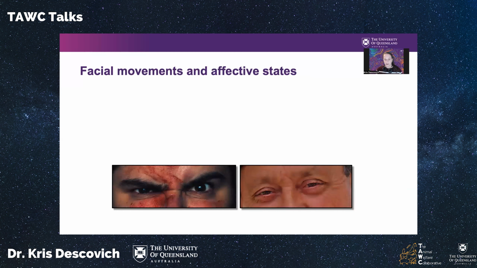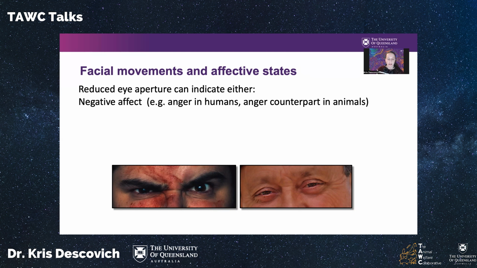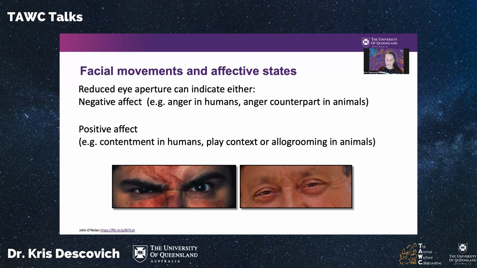Okay, now that all sounds very straightforward, but of course facial expressions are actually somewhat complex, and so it's not quite that straightforward. Reduced eye aperture, if we're looking at the cinching of the eyes, well, in humans, this can actually occur in contexts where there's negative affect, so for example, anger. And it can also occur in positive affect situations such as contentment. And you can see in these 2 pictures here, these are of different people, but both of them have cinched eyes. However, one of them has a positive emotional expression and the other one has a negative emotional expression.